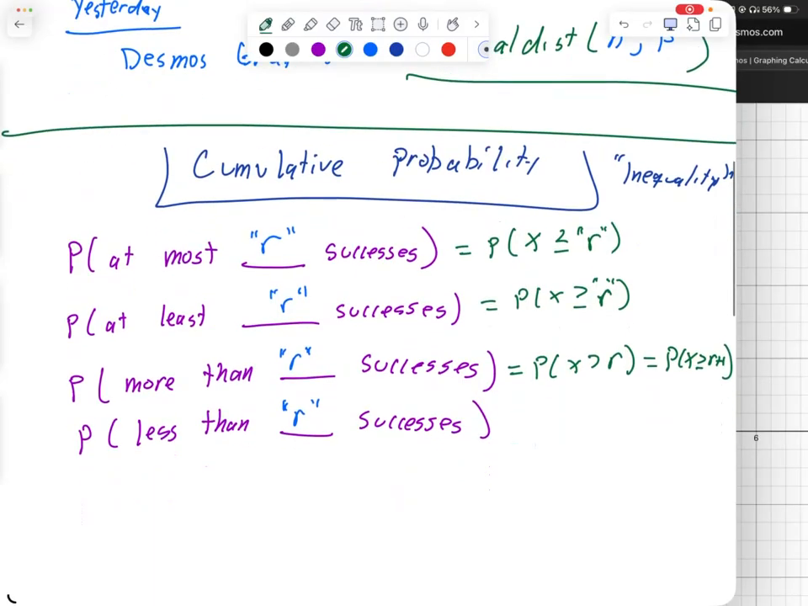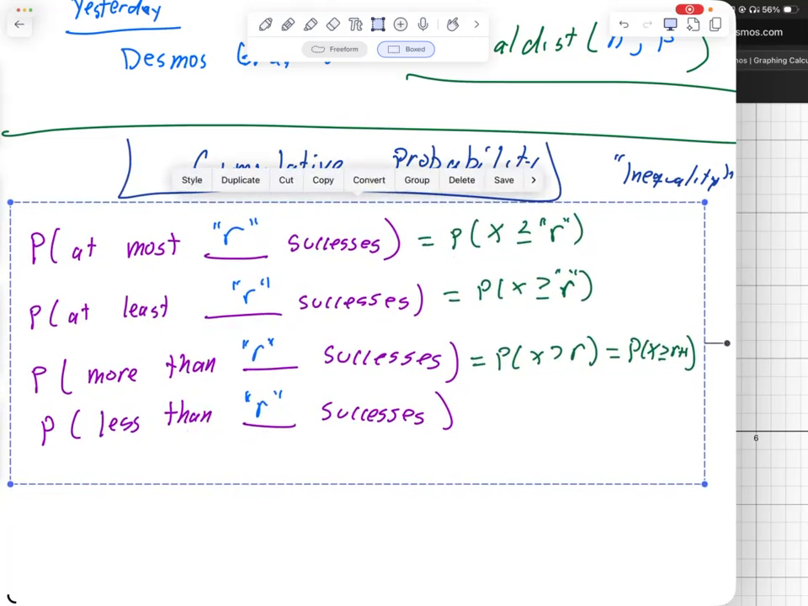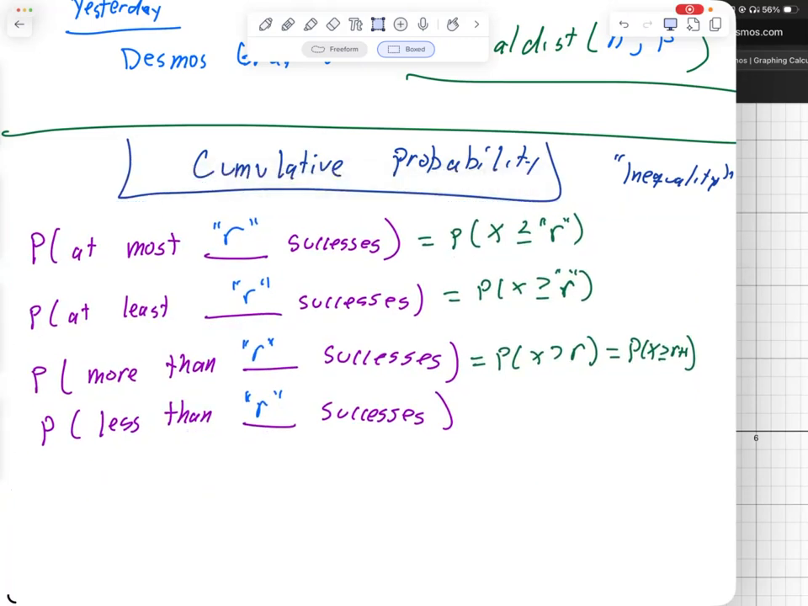Now, this one's a little bit tricky. In order to use the function, it must have an equal to symbol. So if it's greater than r, for example, if I said more than 3, what's the probability that you get more than 3 successes? That's the same thing as greater than or equal to how many? More than 3 is the same thing as greater than or equal to?